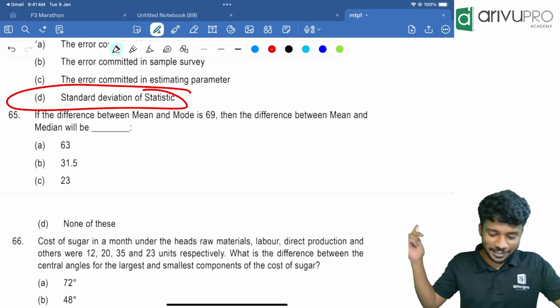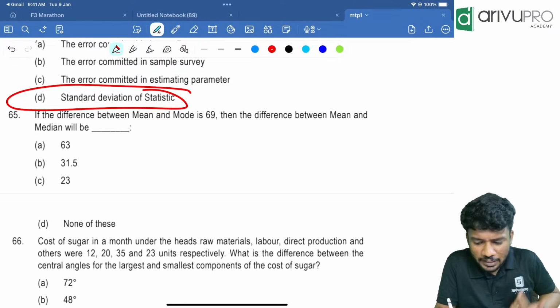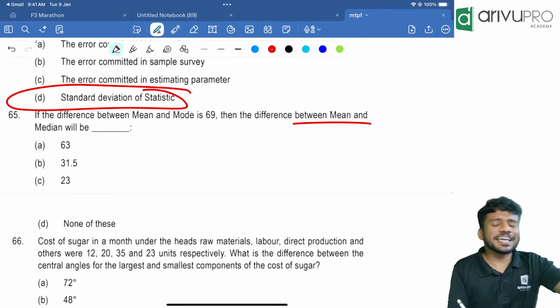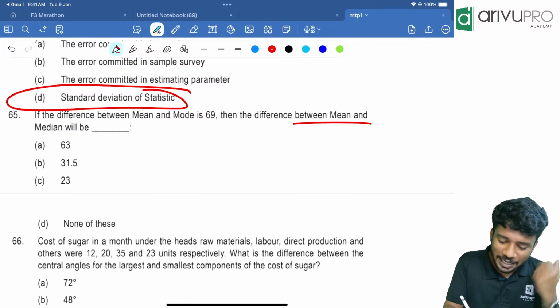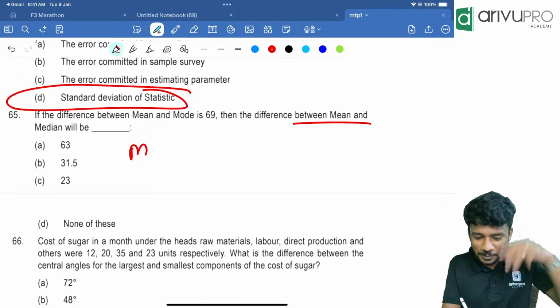The difference between mean and mode is 69. The difference between mean and median is dash is the question. What is the way I told you to remember the formula? Mo Me is equal to 3 Mi Me. How many Mi Mes are there? 3 Mi Mes are there.